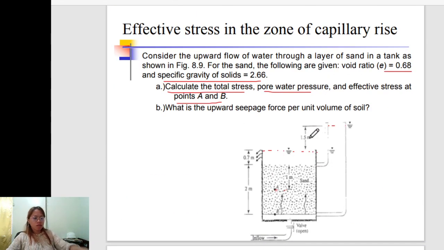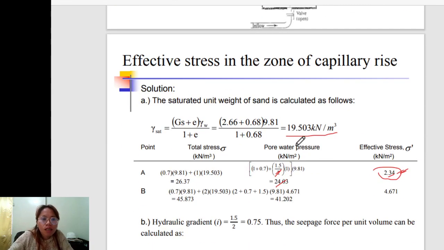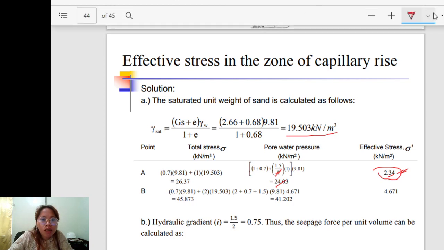1.5. Oh, alright. I stand corrected, I will correct this one. It is actually right to divide by 2. Okay, it is divided by 2 because this is seepage. So this is actually delta H over L times Z times the unit weight of the water.